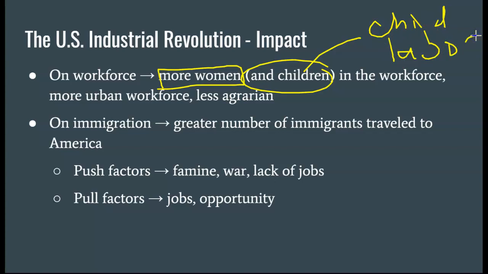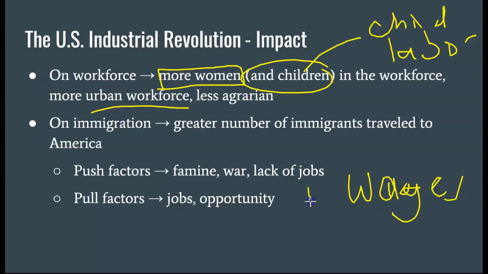And this was mostly because there was a more urban workforce, and wages, how much they got paid, were not that great, okay? This was kind of before the time of how we have labor laws now. And so for families to have enough money for the things that they needed, a lot of times the children would go into the workforce as well. And again, it was less agrarian. We've talked about that.